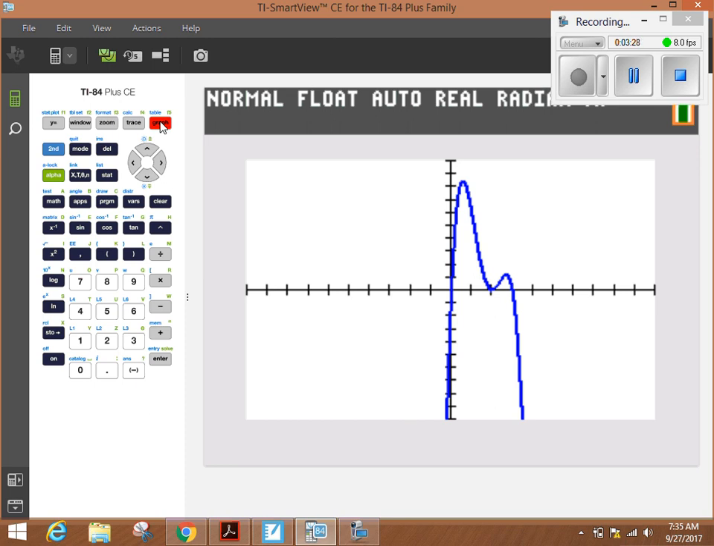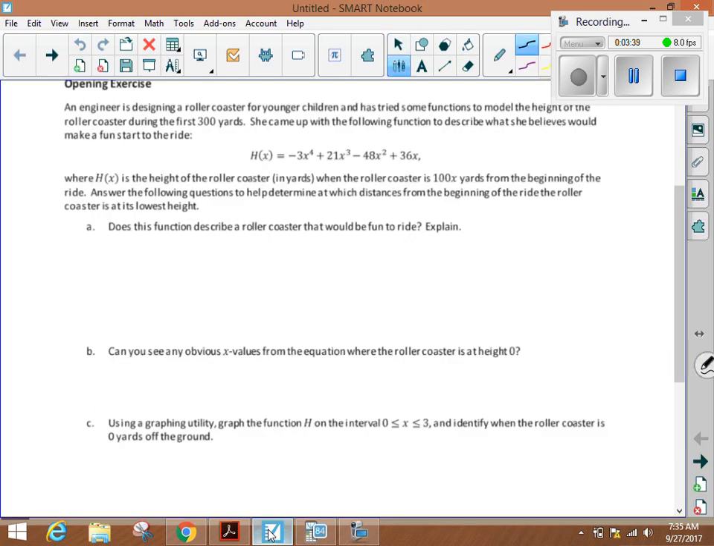So to answer that question, does it look like a roller coaster that would be fun to ride? I would say yes. It has a huge drop. It has a big drop. All right, so let's write that. And that's really all I care about is the drop. All the other stuff is cool, but I love a big drop.